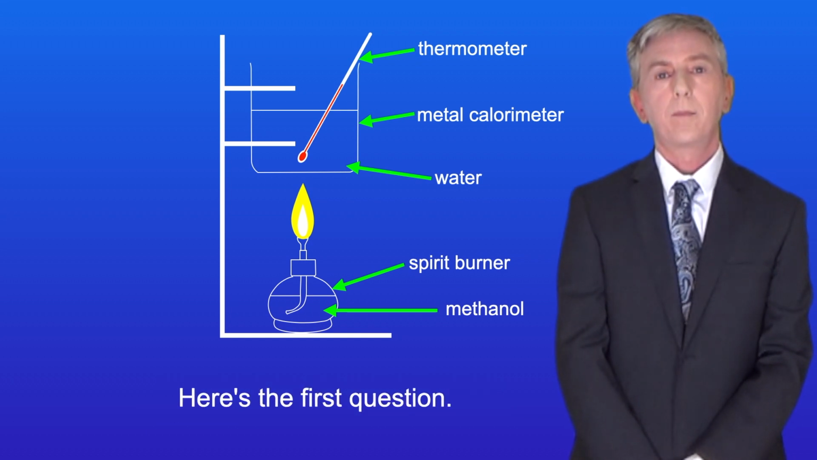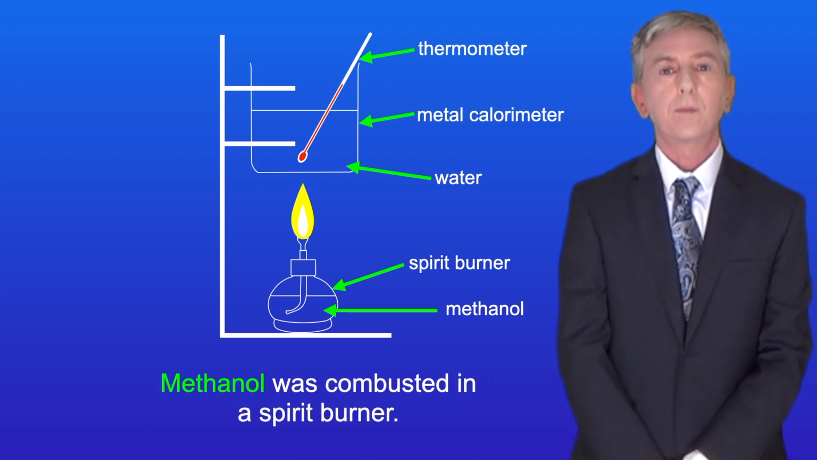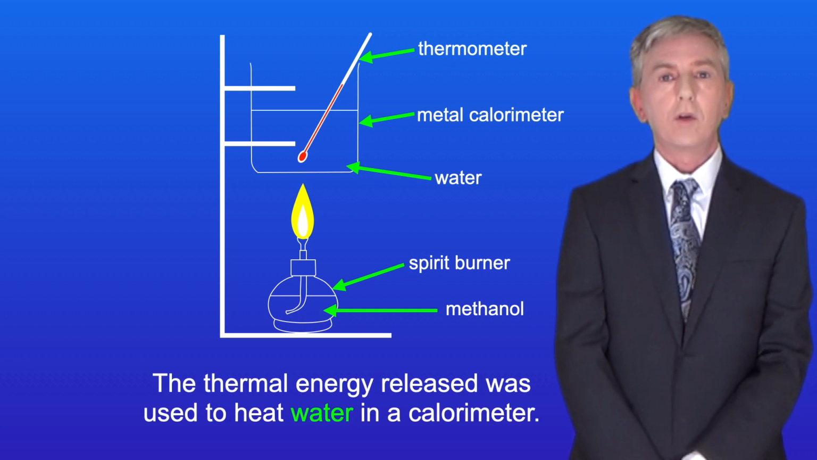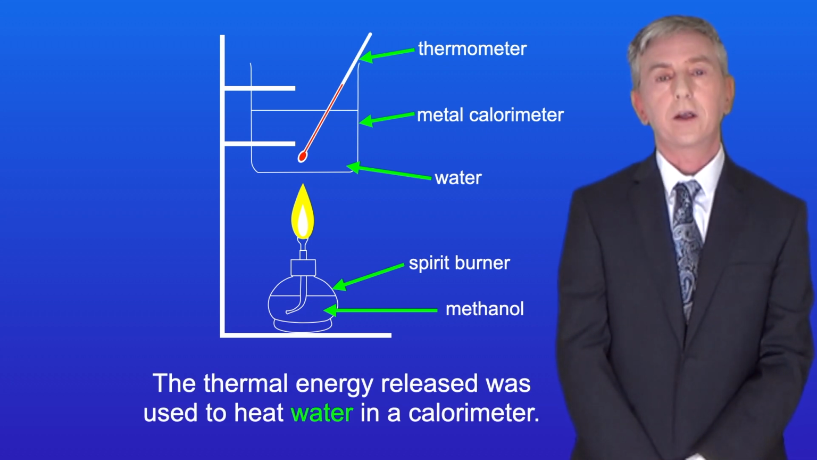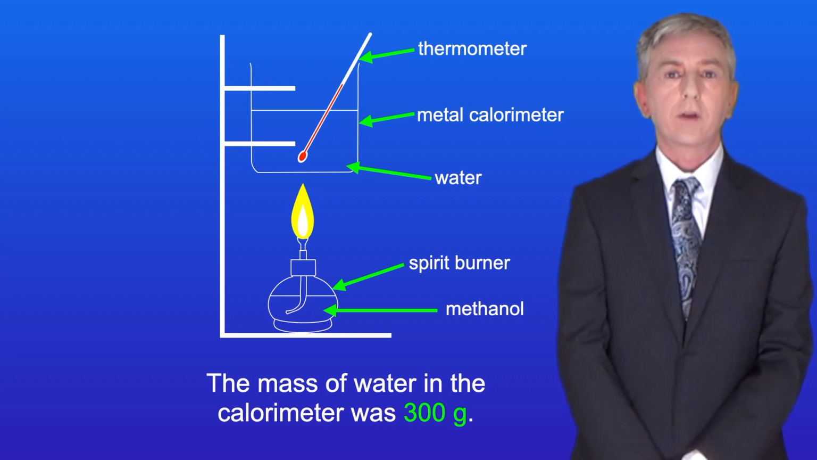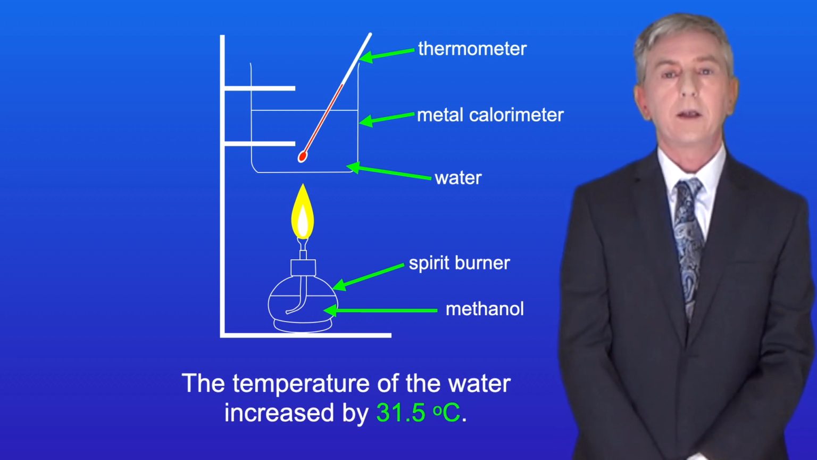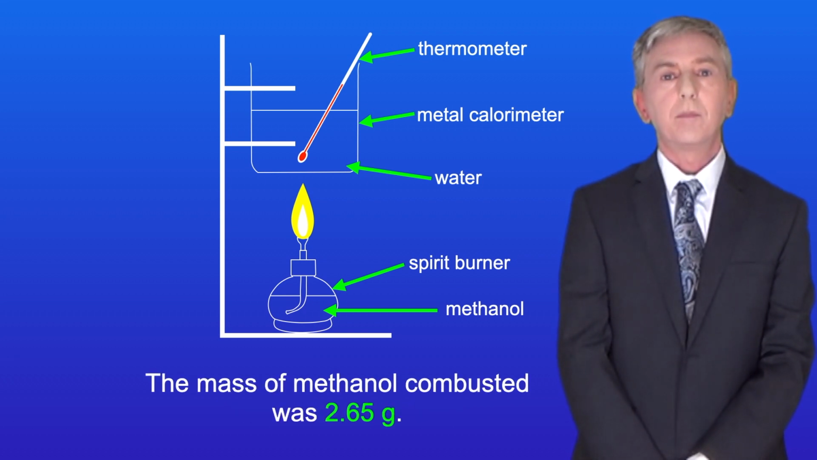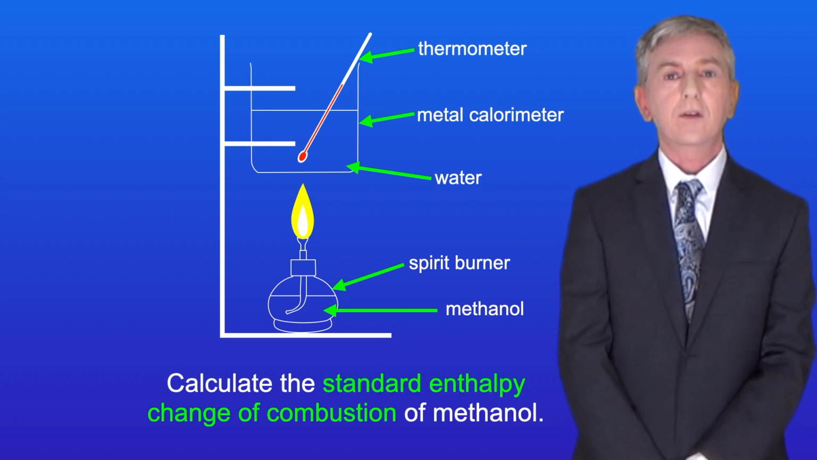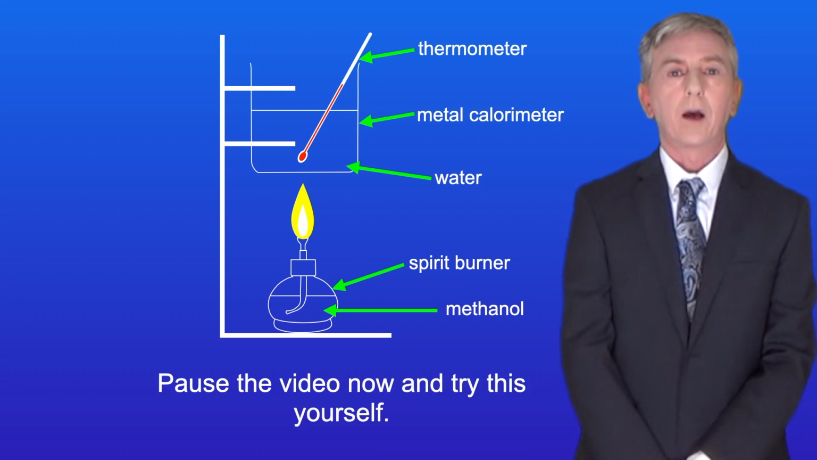Here's the first question. Methanol was combusted in a spirit burner. The thermal energy released was used to heat water in a calorimeter. The mass of water in the calorimeter was 300 grams. The temperature of the water increased by 31.5 degrees Celsius. The mass of methanol combusted was 2.65 grams. Calculate the standard enthalpy change of combustion of methanol. So pause the video now and try this yourself.